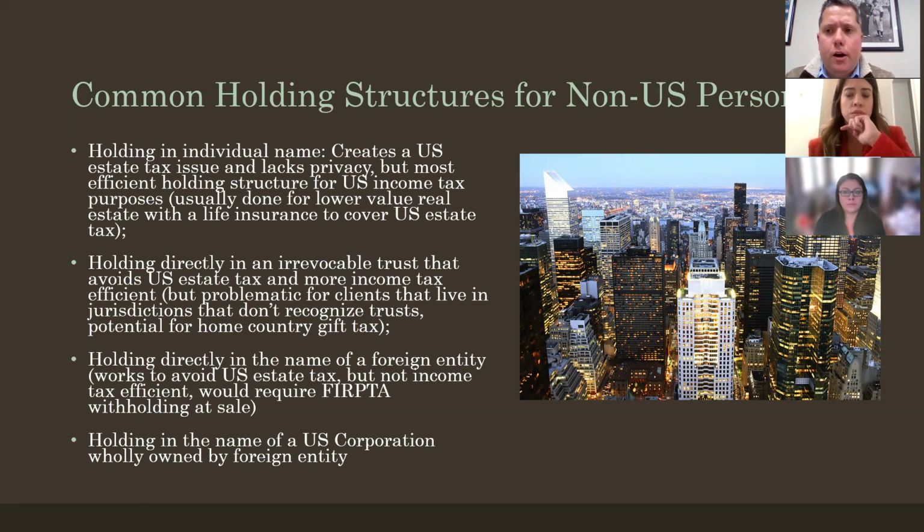So the first one, I'm always going to mention this, is holding in an individual name. Of course, this creates a U.S. estate tax issue, because if they die with the real estate directly, U.S. real estate with co-op shares directly in their own name. So it's the most efficient for U.S. income tax purposes. If you have to sell it and realize some sort of gain or loss, then that is perhaps the best structure, right? It's the most income tax efficient, least efficient for estate and gift tax purposes.